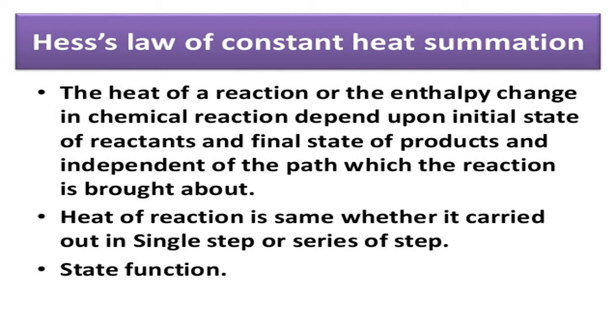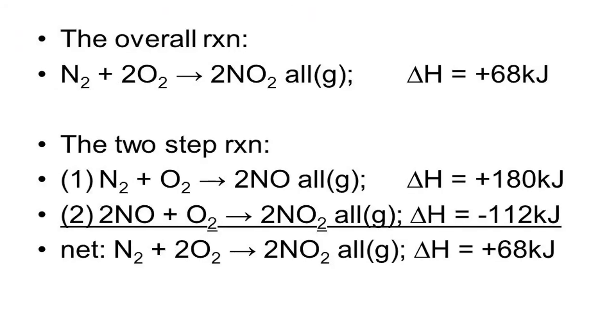It depends upon the initial state and the final state. That's why this is a state function. So the heat of reaction according to Hess's law is a state function, depending only on the first and last states. That's why it is called a state function. This was already cleared under the chapter on state variables and state functions. Now, one example to understand Hess's law.